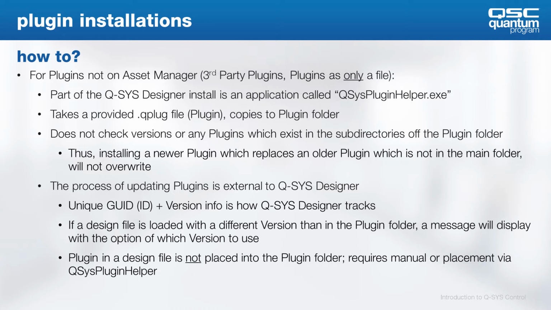This update process happens outside of Q-SYS Designer, so when a design file is opened, Designer will check the GUID and the version of the plugin located in the design. If Designer detects a different version located in the plugin folder, a message will appear with an option to load the newer plugin version. Keep in mind that if you open a Designer file that includes a plugin in the schematic that is not installed in your computer, Designer does not install the plugin on your computer or place it in the computer's plugin folder. If you want access to it in additional designs, you'll need to install it.